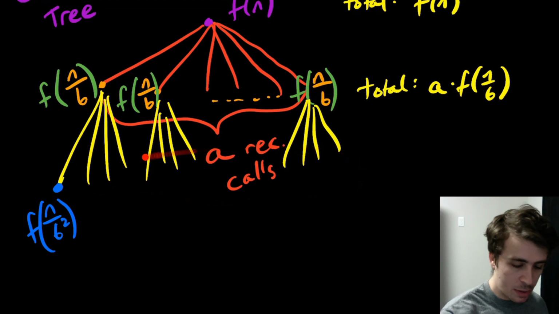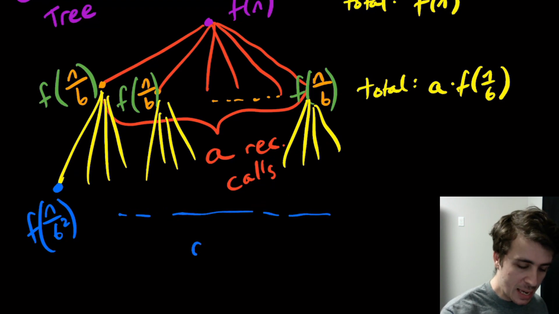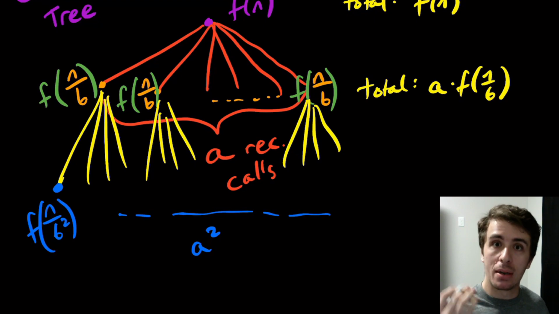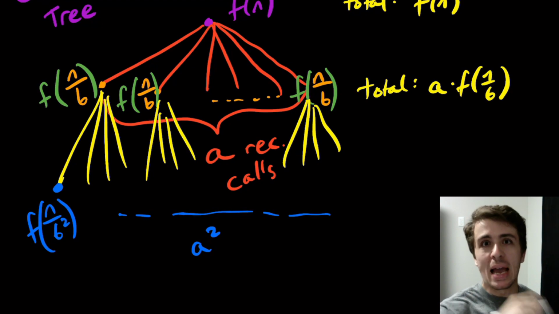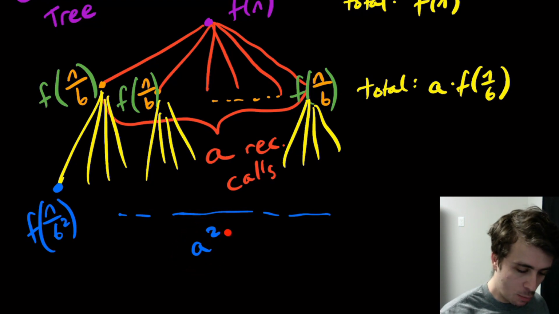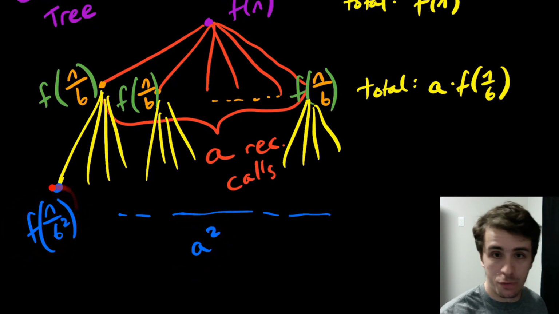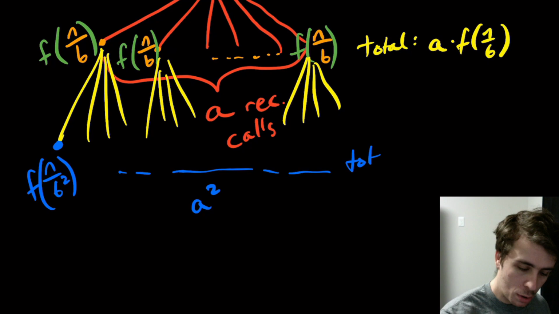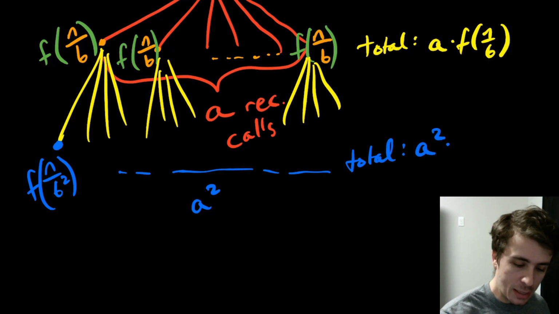But now, what is the number of subproblems across all of these? There are going to be a squared of them, because we had a before, and each one of them has a of them now. So remember, there are uniformly n over b subproblems, and there are a of them. So across all of them, we have a squared subproblems of this time to combine all the solutions. So the total for this row is going to be a squared times f of n over b squared.